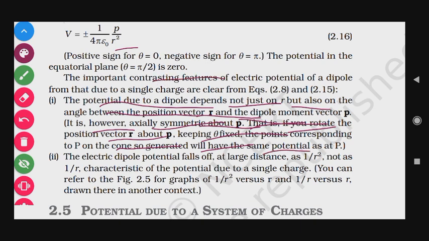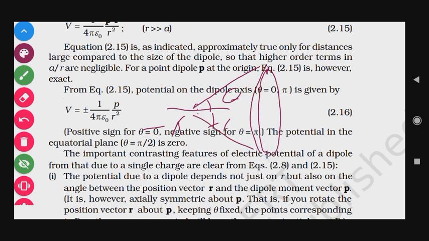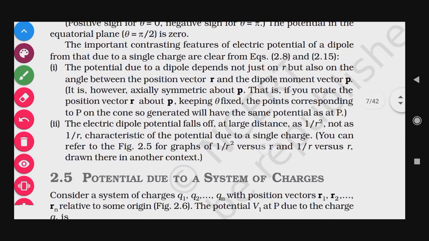So what's the meaning of this? I'll just draw it for you. Minus q, plus q. This is a theta angle. And if I rotate this position vector, it will make a cone. All these points have the same potential. This is the meaning of this.